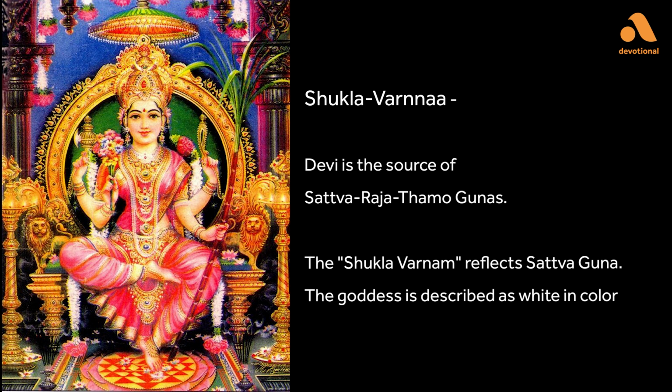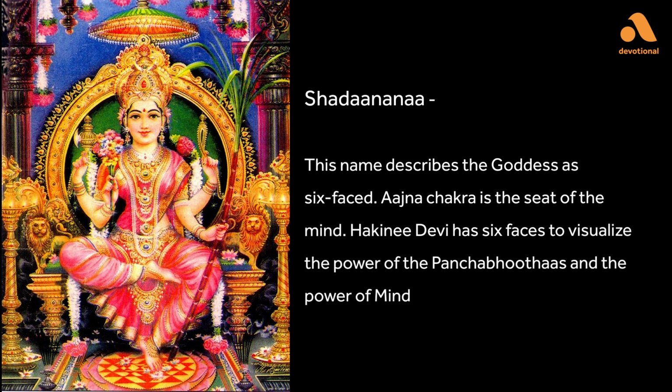Shuklavarna, Devi is the source of Sattva, Raja, and Tamo Gunas. The Shuklavarnam reflects Sattva Guna. The goddess is described as white in color. Shadanana, this name describes the goddess as six-faced. Ajna Chakra is the seat of the mind. Hakini Devi has six faces to visualize the power of the Panchabhutas and the power of mind.